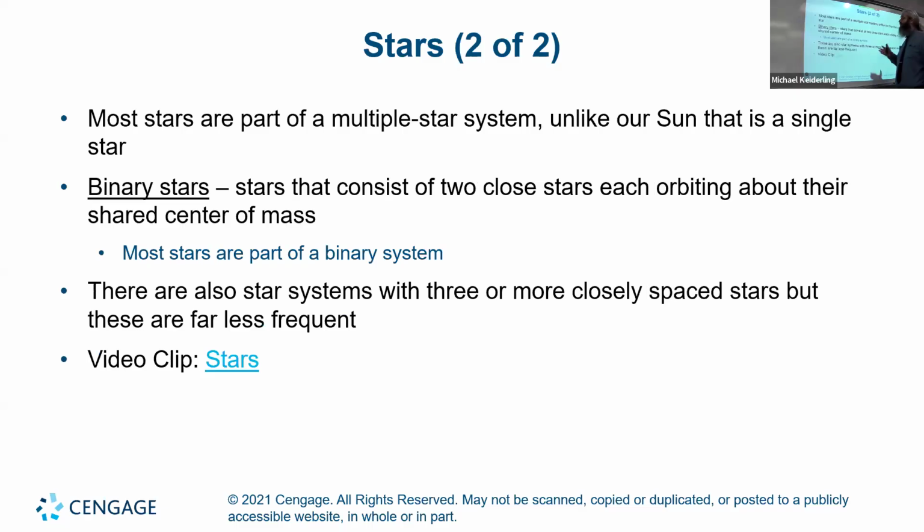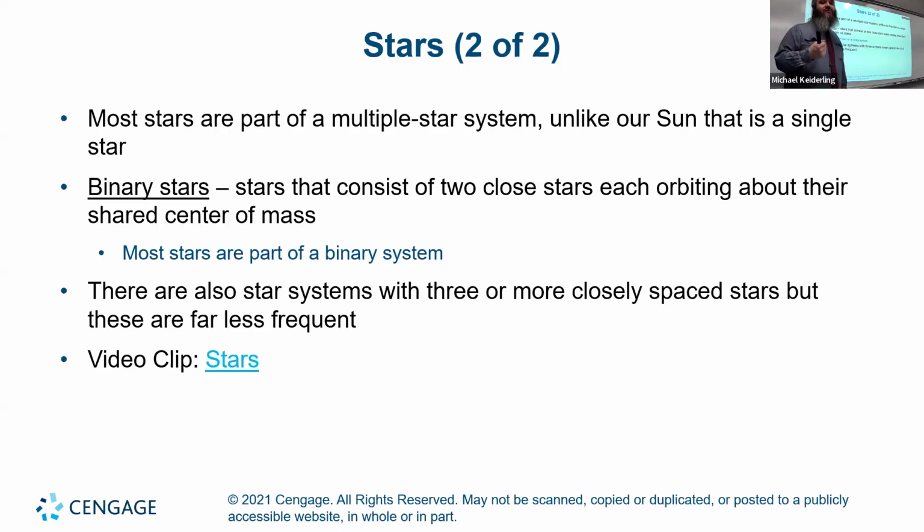Now, most stars actually are parts of multiple star systems, unlike our sun that's a single star. The nearest star to us, Proxima Centauri, is part of a 3-star system. There are 3 stars there: Alpha Centauri, Proxima Centauri, and I think maybe Beta Centauri. I can't remember what the third one is called. Our sun is a single star. That's a little abnormal, but lots of stars are binary stars.